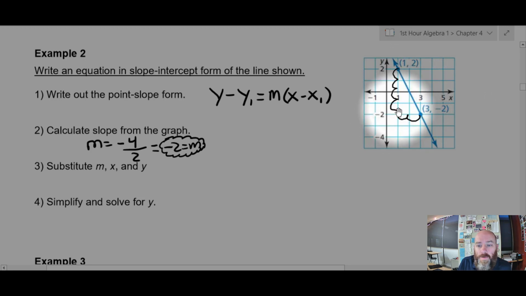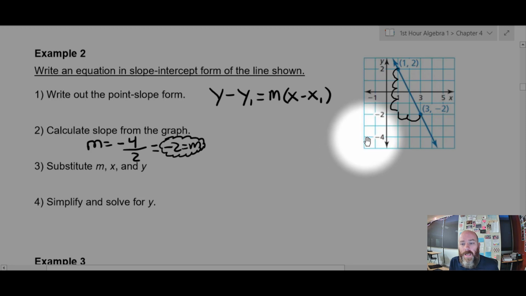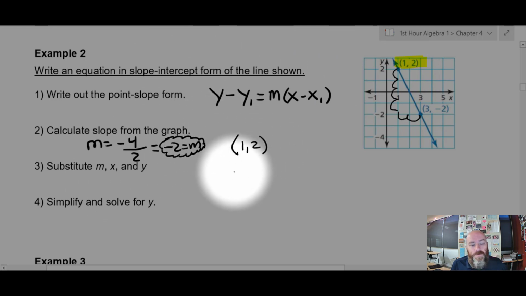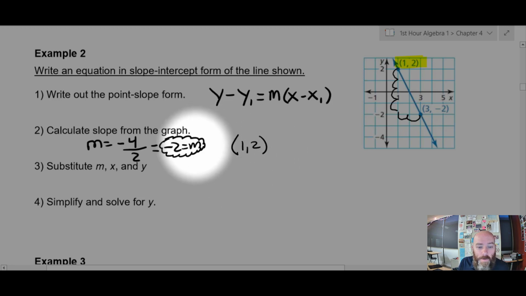And you get to pick which one you want to use. I personally try to use ones with smaller numbers and ones that have fewer negative signs, so I don't have to worry about those double negatives too much. So for my personal preference, I'm going to pick this point right here. So I'm going to pick the point 1, 2. So now I have a slope and I have an ordered pair. Let's go ahead and plug them in to our point slope form.